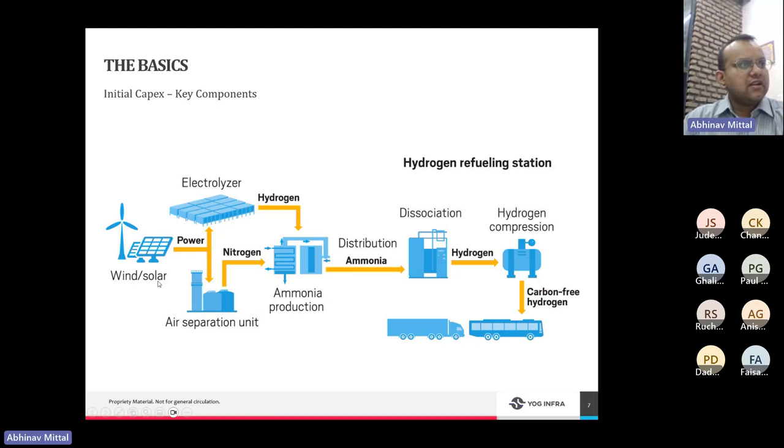So here you have wind and solar as power generation. You have the ASU coming in. As mentioned before, you have an electrolyzer. So power into the electrolyzer gives you hydrogen. From the ASU, you get nitrogen. You combine hydrogen and nitrogen together, you get ammonia. This ammonia can then either be used directly as fertilizer, or it can be decomposed or dissociated again to produce hydrogen, which can then be used for vehicles or any other end use case.